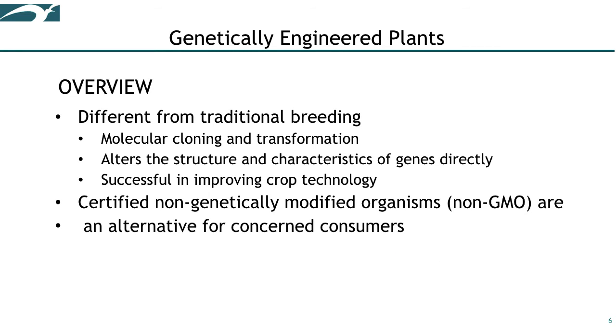As we look at the overview of the genetically engineered plants, we are going to see that it is very different from traditional breeding. Molecular cloning and transformation takes place. This alters the structure and characteristics of the genes directly. It is very successful in improving crop technology.